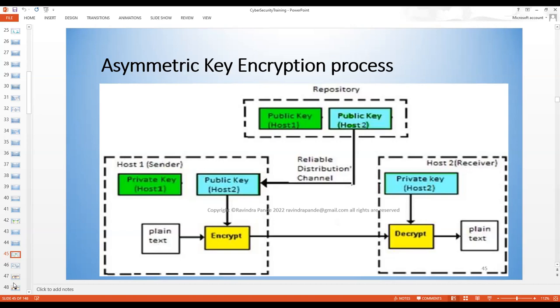Perfect. Now the repository has 2 keys: host 1 public key and host 2 public key. Technically, those are the media, right? For example, Google is a repository where it receives the message from host 1 and sends it to host 2. Right. The username can be easily transferred, right?